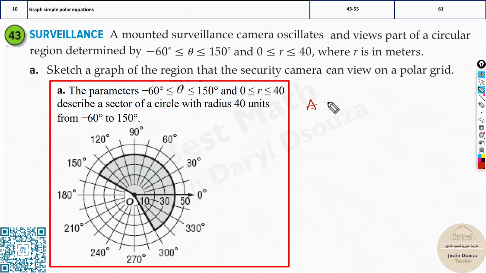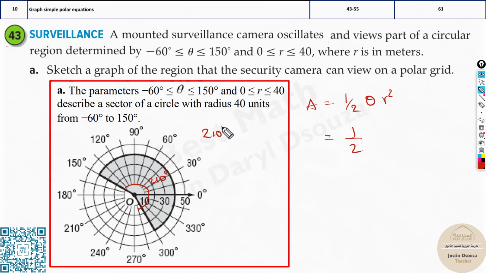We need to remember the formula for area, which is half pi r squared, but pi is like theta, the angle in degrees. This is a modified formula for sectors when we are dealing with polar grids. The area will be equal to half, which is constant, times theta. Theta is the angle. So how much is the total angle here? It's 150 plus 60, so that is going to be 210 degrees, isn't it? But do we write 210? No, we write it in radians.